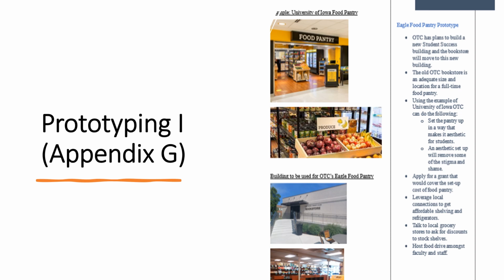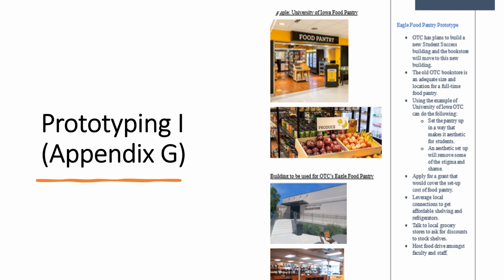For this project, the scholar practitioner decided to move forward with the idea of a full-time food pantry on campus. The reason this prototype was chosen is because it seems to be the most feasible of all the ideas generated during the ideation phase. A space will soon be opening on OTC's campus, big enough to facilitate a full-time food pantry. The space is currently being used for the bookstore, so it has a good layout for a food pantry.